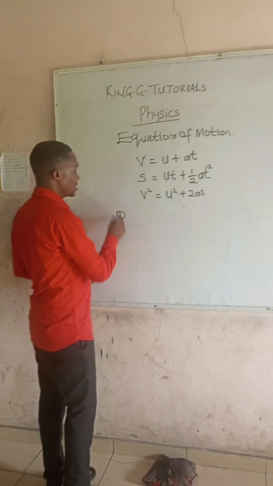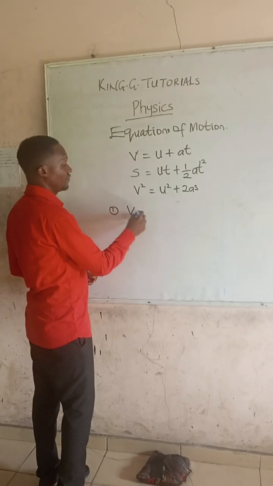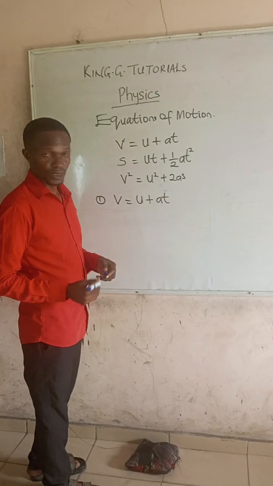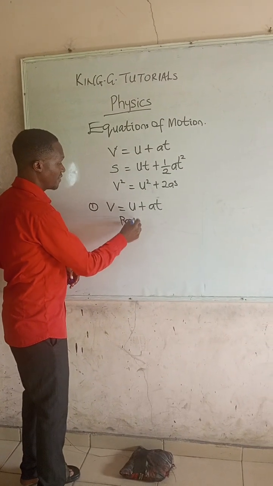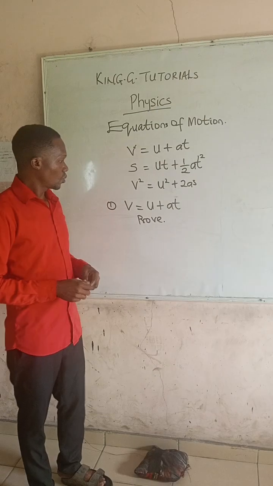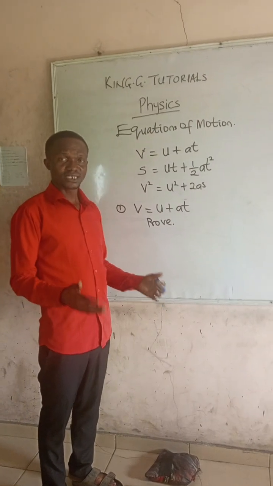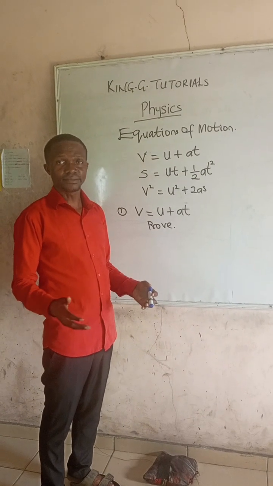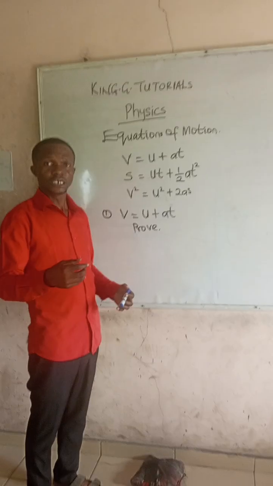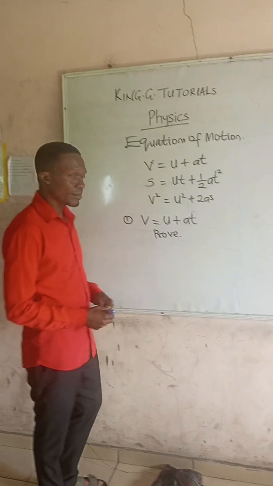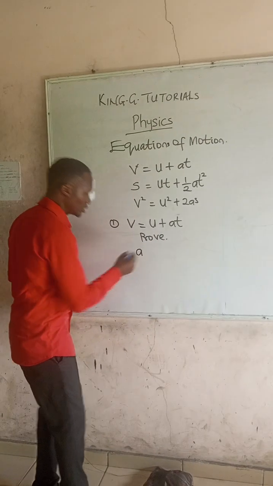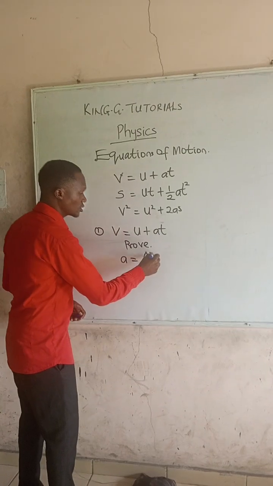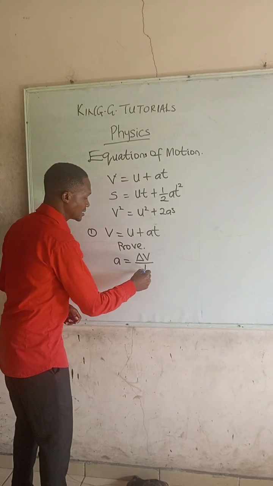Number one, let us prove V is equal to U plus AT. We have the proof. What is acceleration? Acceleration is defined to be the change in velocity with time, and this is written as acceleration A equal to change in velocity all over time.